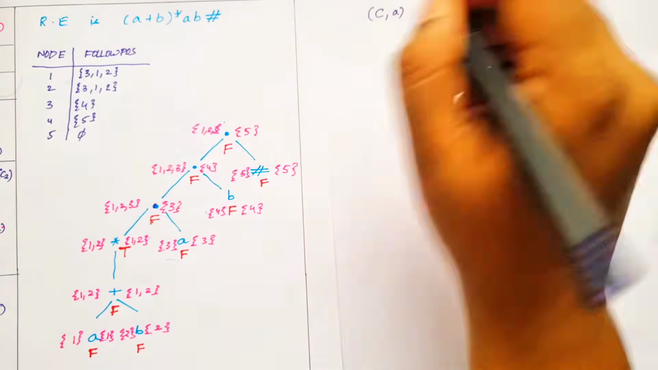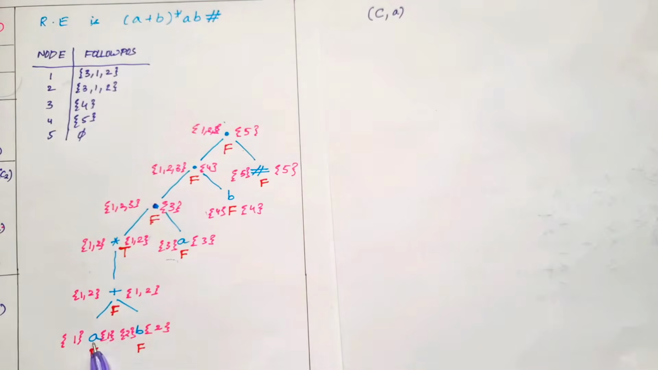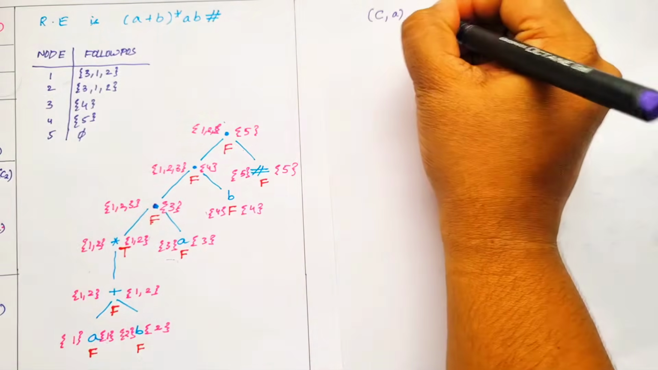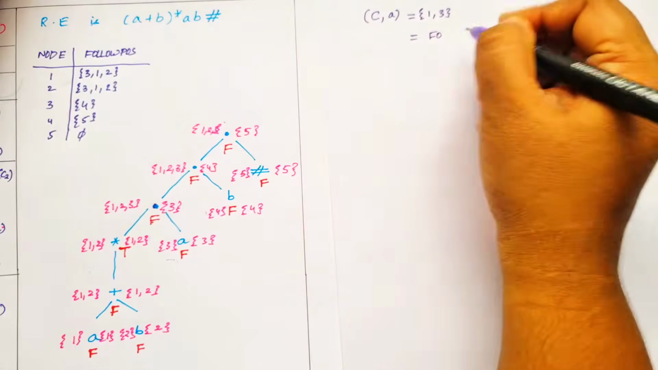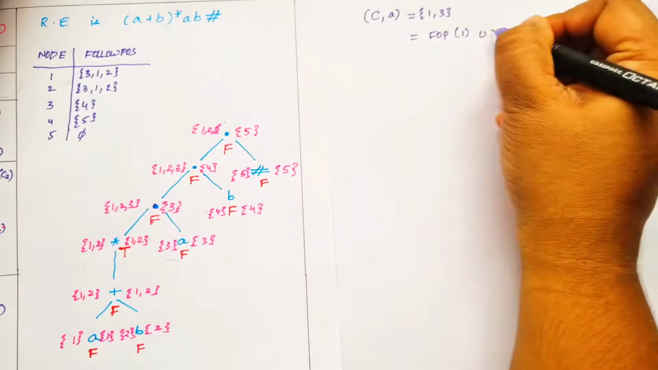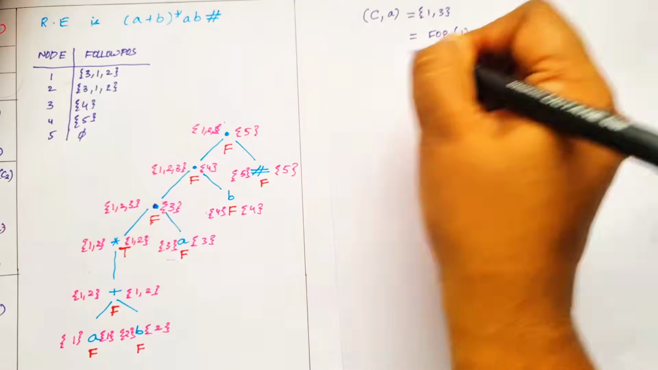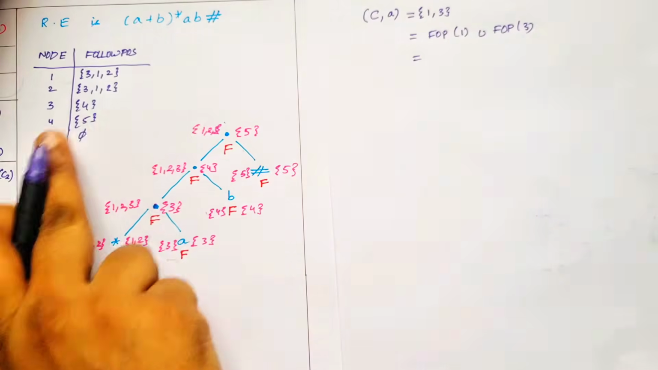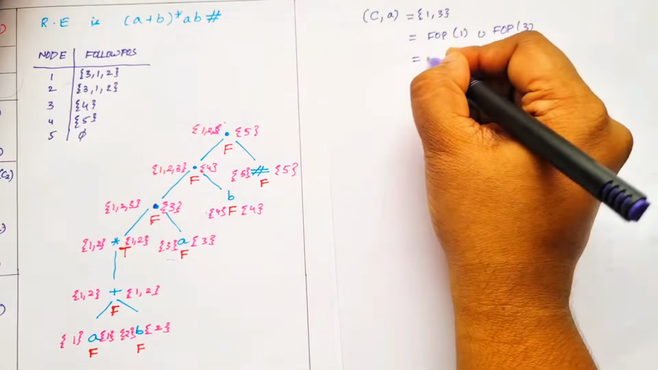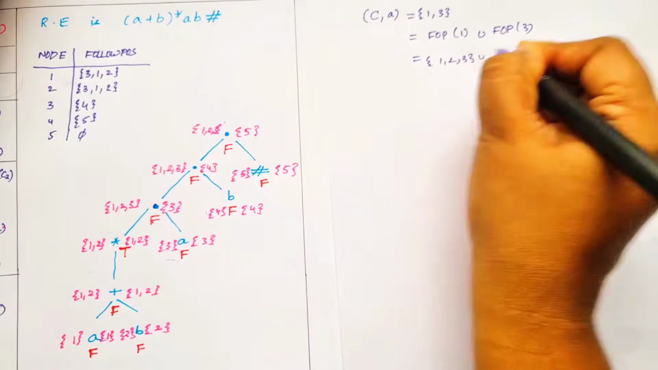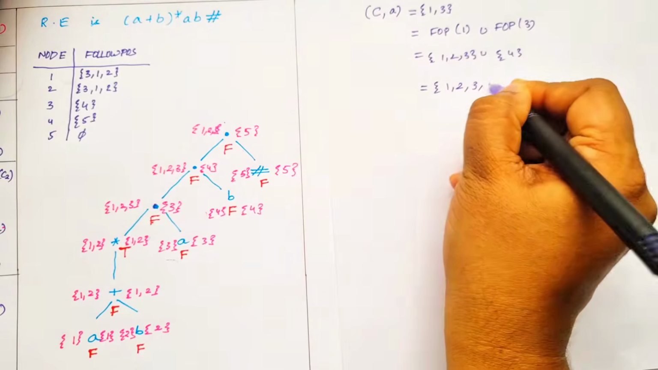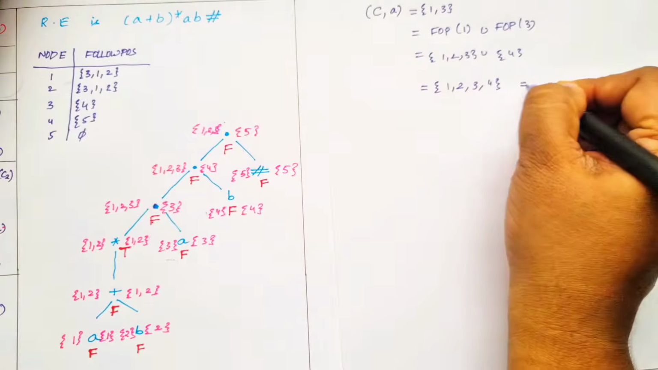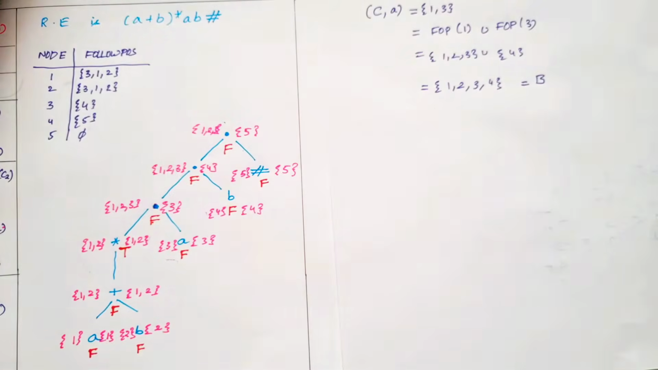Now let us find the transitions for the new state C. What is C? 1, 2, 3, 5. a is present in 1 and 3 positions in 1, 2, 3, 5. What will you get? Follow position of 1 union follow position of 3. What is the follow position of 1? 1, 2, 3, and for 3 it is 4. 1, 2, 3 union 4. It is 1, 2, 3, 4, which is nothing but state B.